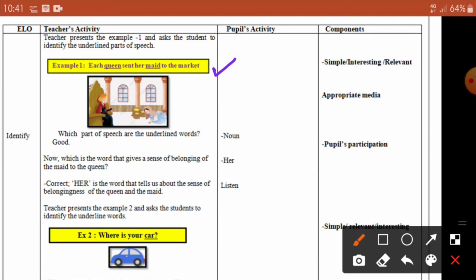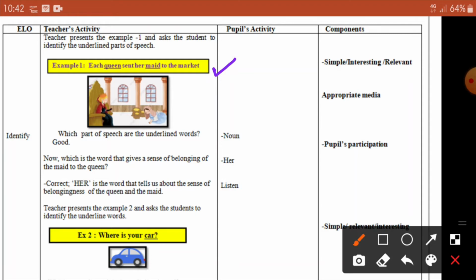Okay, so this example is simple, interesting and relevant. One example can be simple also, interesting also and relevant also. That way it can be presented. You can use the abbreviation of the same also. Then I have mentioned the component appropriate media. Why? Because I have used a teaching learning material.